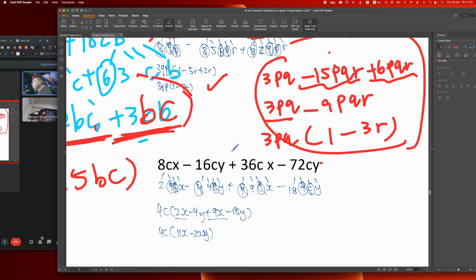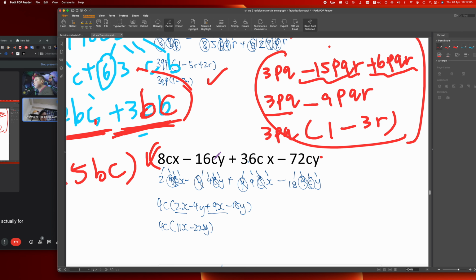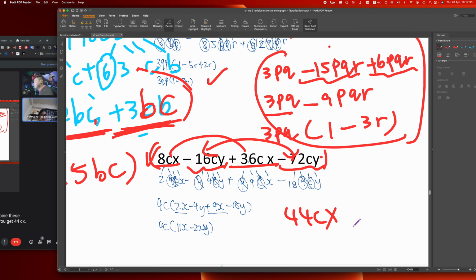So for this last question, what you should do first, can you see that there is cx, can you see that there is cy? When you do factorization, the first step is if you see opportunity to combine, you combine first. So now you can combine these two, both cx, so you get 44cx. Then these two, you get minus 88cy.